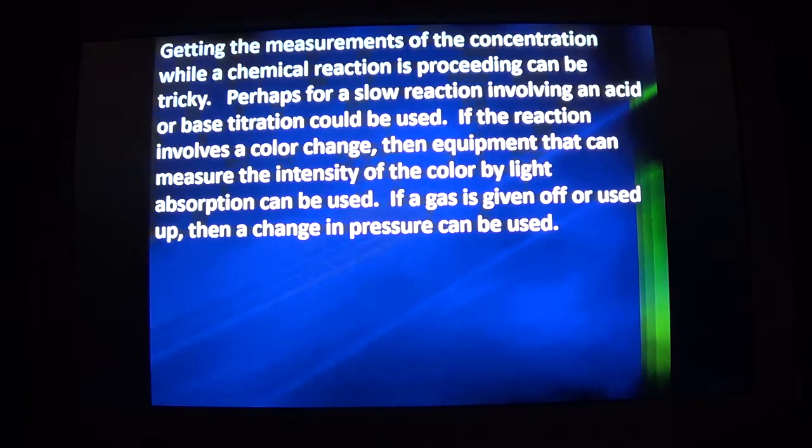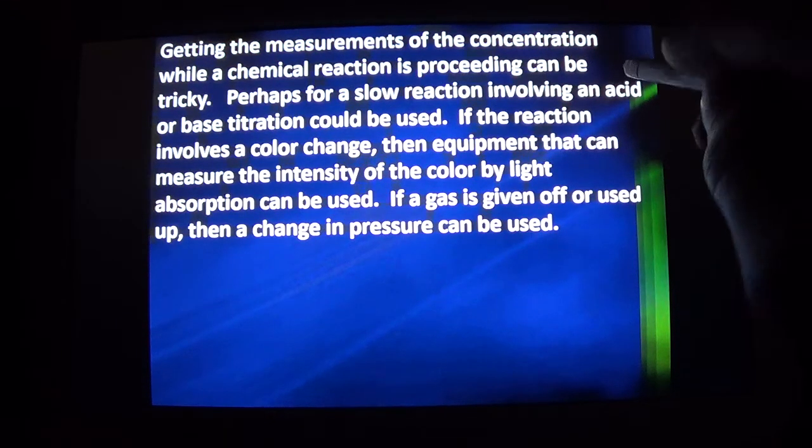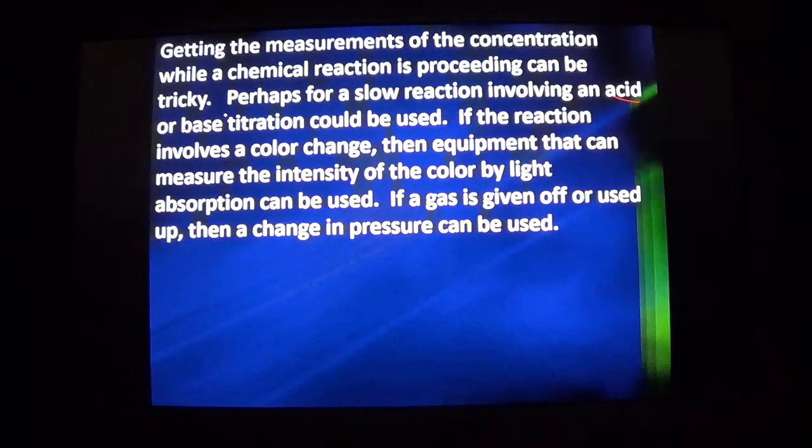So, getting these measurements of concentration could be tricky. Maybe if we're working with an acid and a base, we could do a titration to see the pH right now, and then wait 15 minutes and do it again and see the new pH, and wait another 15 minutes and do it again and see that pH. That, of course, would be for a very, very slow acid-base reaction. Most of them go much faster than that.